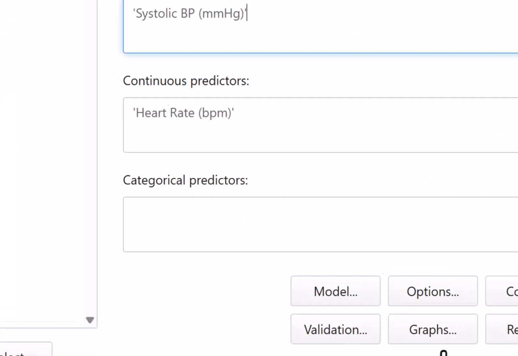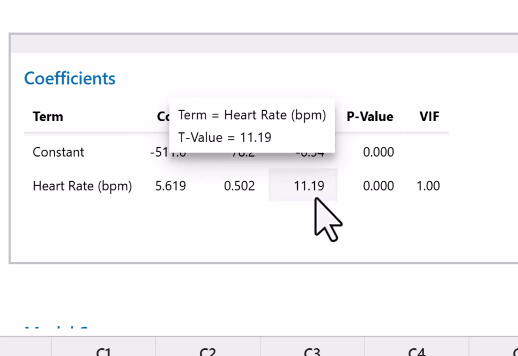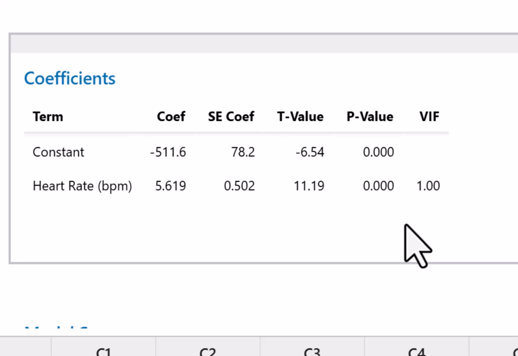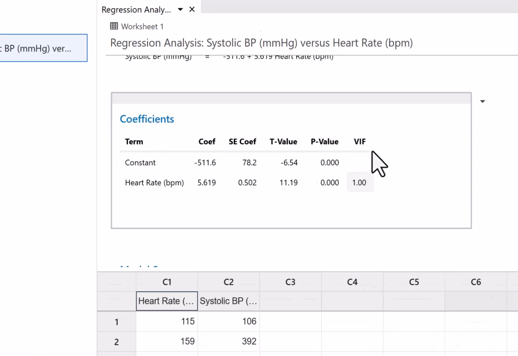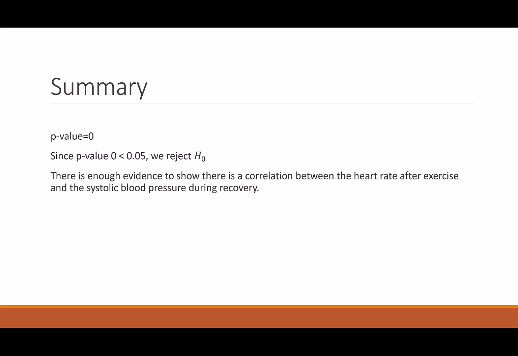Let's hit OK. In our summary, we can see a t-value of 11.19, which is very far to the right, which of course then gives us a p-value equal to 0. Because we have a p-value equal to 0, which is lower than our significance level of 0.05, we get to reject the null hypothesis. This tells us there is enough evidence to show there is a correlation between the heart rate after exercise and the systolic blood pressure during recovery.